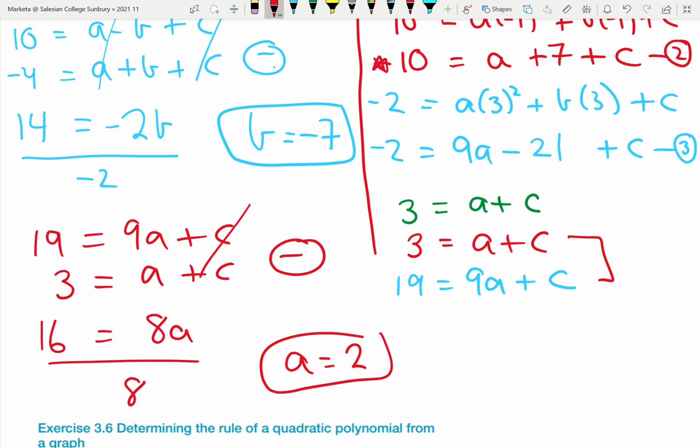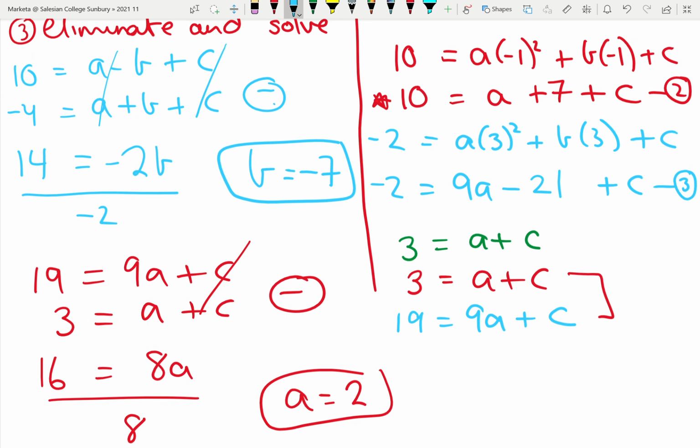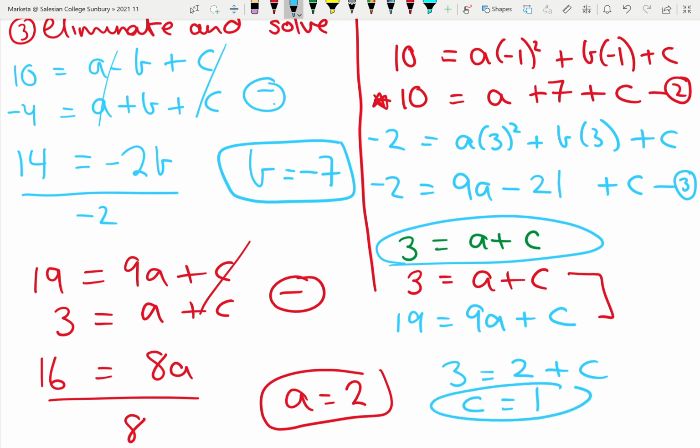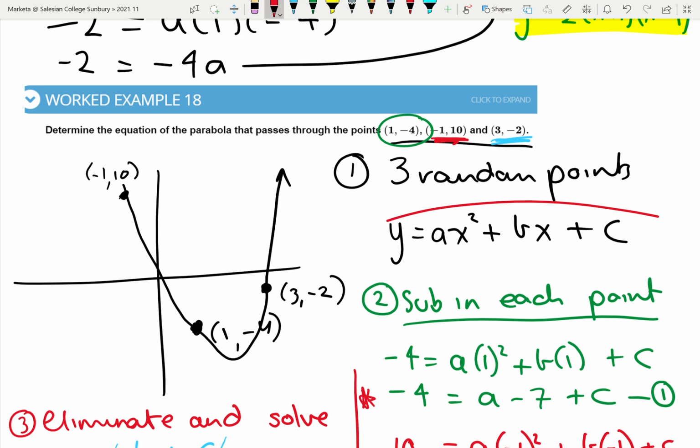So now I've got 2 of my variables, and really now I just need to sub in to find my third variable of c. So I'm going to choose this equation here and say 3 equals a, which is now 2, plus c, which means c equals 1. So now I've got a, b, and c, and a lot of people will stop here. And sometimes the question will say, find the values of a, b, and c.